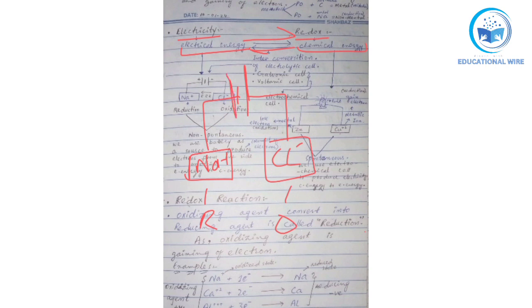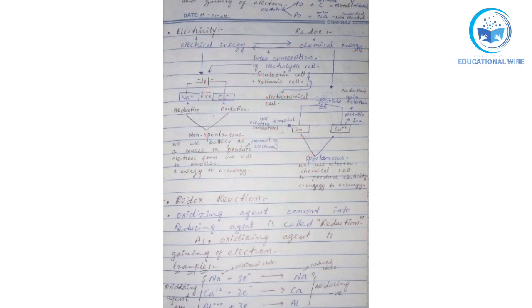When we are putting a source over here, like this is a battery, when we are putting an electrolytic cell over here, what will happen is that this electrolytic cell will give a source of electricity to this chlorine, and it will lose its electron and give it to the sodium. So the source that is used as a battery produces electrons from one side to another.